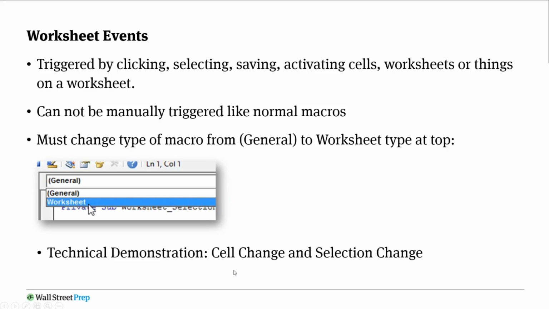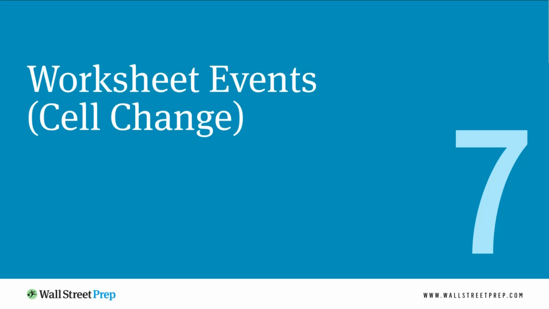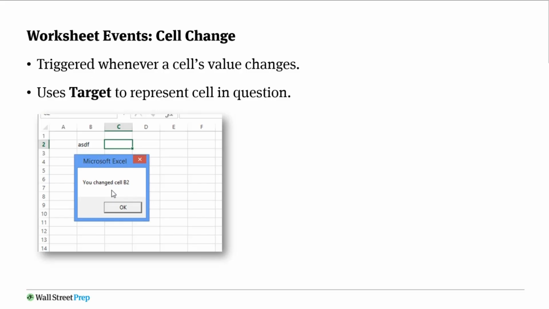Our technical demonstration is going to be on two different types. It's going to be a cell change and a selection change event. So let me go ahead and go through that. The first one, as we said, is going to be a cell change event. And I want to talk to you a little bit about the difference there. So this is a worksheet event. Whenever a cell is changed, whenever the value is actually changed, that's when this is triggered. There's also a built-in system variable called target that you'll get to play with, and that represents whatever the cell or the cell's address or the cell's value or information. You can reference the cell there.